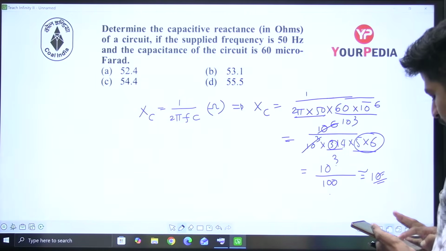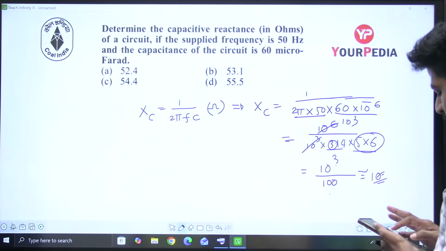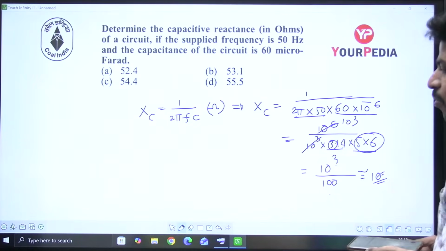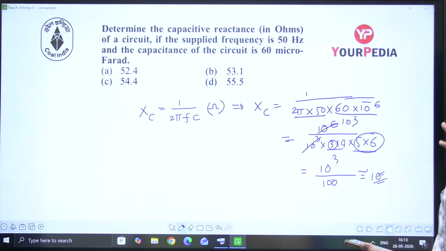Okay, 3.14 into 30, 94.2. 1000 divided by 94.2. Yeah, 10.61 is the answer, man. No option. XC is equal to 1 by omega C. Omega is 2 pi f. 2 pi f is 50 into C, is 60 micro. 60 micro. Very clear.